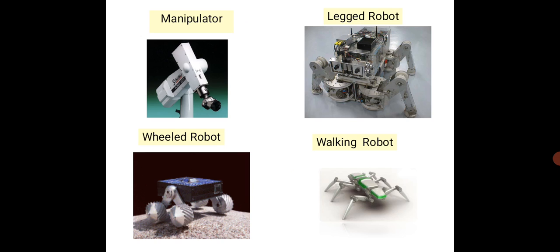So you could see in this slide, we have shown different types of robots. The first is a manipulator, which is a very essential part of a robot. In the sense, it can pick, for example, pick and place robots, where it could manipulate a certain task. And the next one is the legged robot, where it could walk. Similarly, the wheeled robot, where it will have wheels. And similarly, the last one is the walking robot.